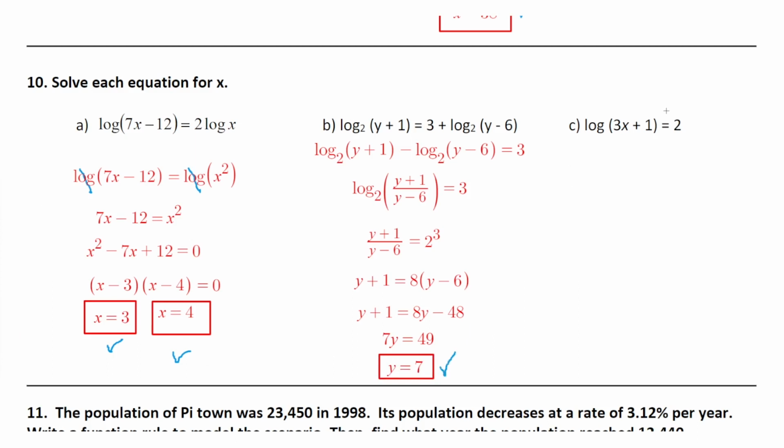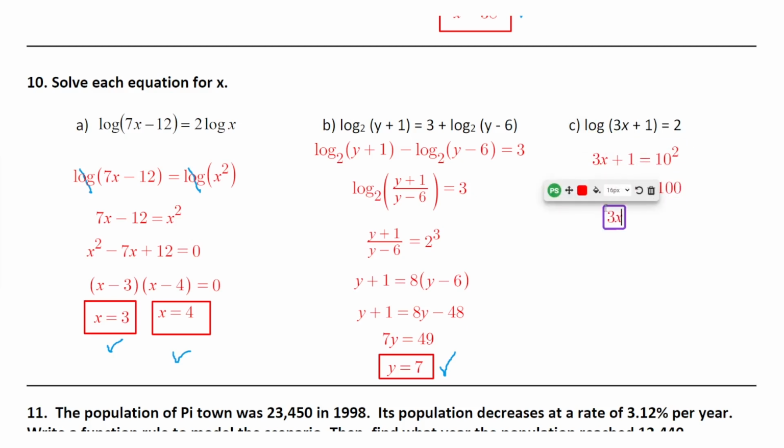Letter C looks like the easiest one of all three of these, because this is already set up, ready to go, so that I can rewrite it as an exponential. 3x plus 1 equals 10 squared. Remember that the base of the common logarithm is 10. So if you don't see a number here, it's assumed to be 10. So 3x plus 1 equals 100.